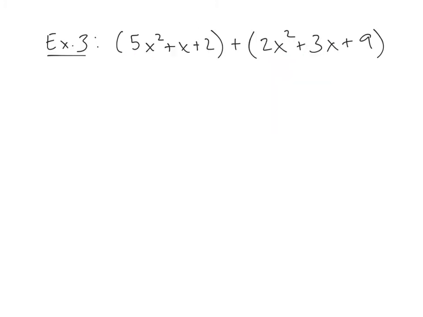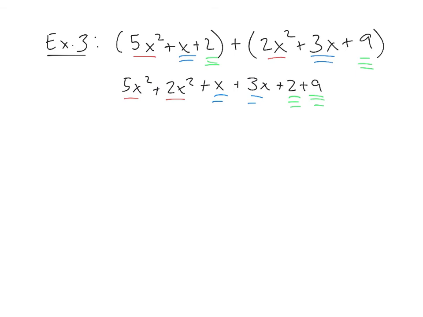All right, so here's one for you to try. We have two polynomials, 5x squared plus x plus 2 and 2x squared plus 3x plus 9. We're going to combine the like terms, so go ahead and add those polynomials. When you add two polynomials, you get a polynomial as your answer. And so go ahead and enter that resulting polynomial once you have it. So enter your answer when you're ready.